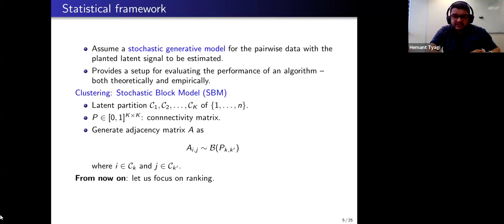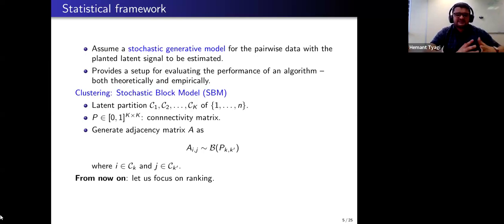For each i and j, where i belongs to community k and j belongs to community k', we generate Aij as a Bernoulli with parameter P_kk'. Okay, so typically, if you look at the expectation of A, it will be low rank or approximately low rank, rank K. And the point is, given A, can you estimate these latent communities?